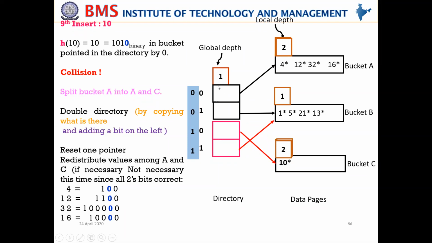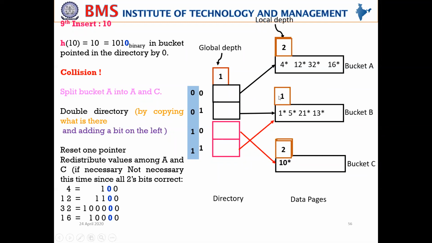The global depth also should become 2. So how many bits of addressing are you using to tell which bucket this entry belongs to? 2 bits I'm using now, the last 2 bits. Correct? When I use the last bit also, this doesn't change. Which one was I supposed to insert? 10. Last 2 bits are 10. So which bucket should it go to? 10 has been inserted here. We have changed the local depth to 2 for buckets A and C. You can observe what the local depth of bucket B is.